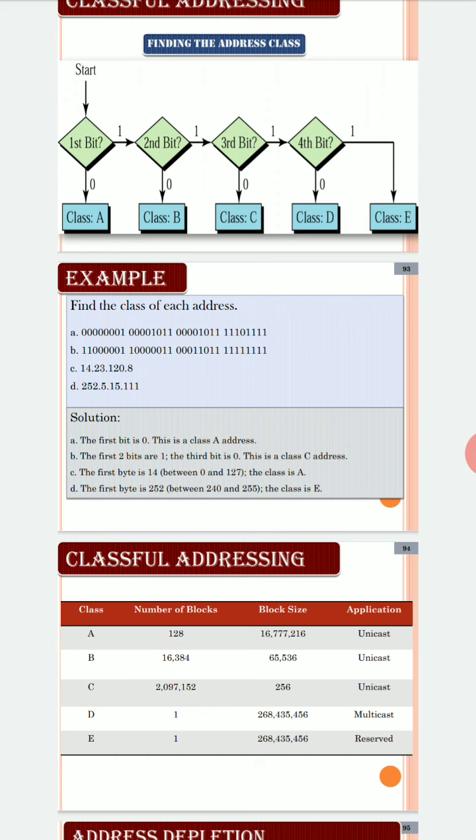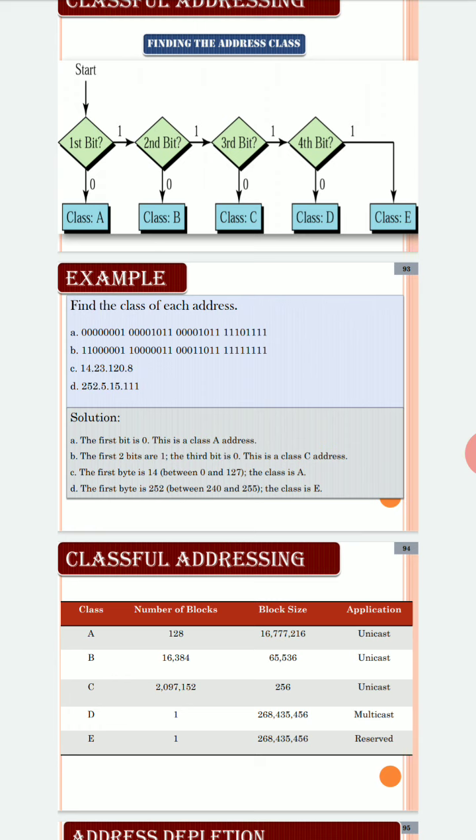The first case is 0 0 0 0 0 0 0 1 0 0 0 0 1 0 1 1 0 0 0 0 1 0 1 1 and 1 1 1 0 1 1 1 1. So we need to check only the first bit. When we check the first bit, it is 0. Since the first bit is 0, directly you can say it is class A addressing.